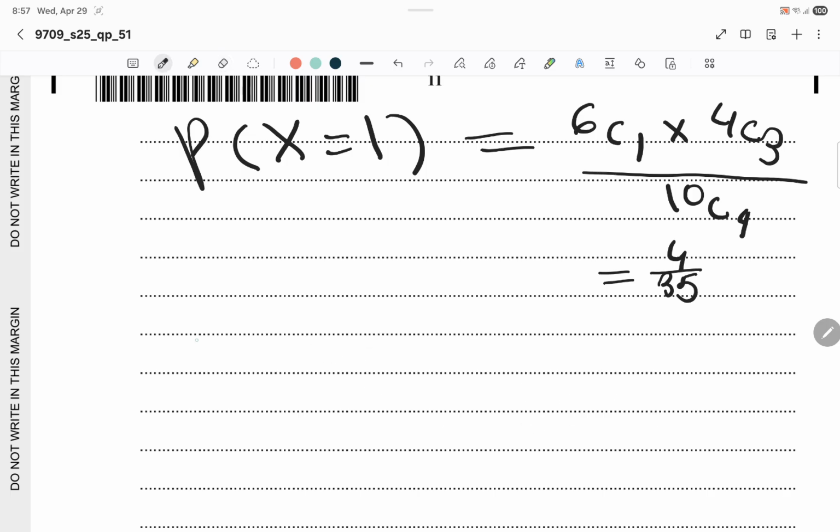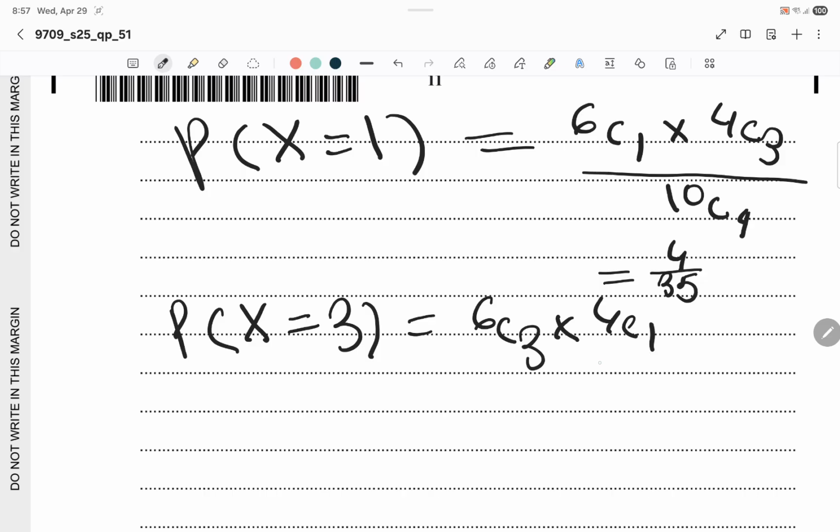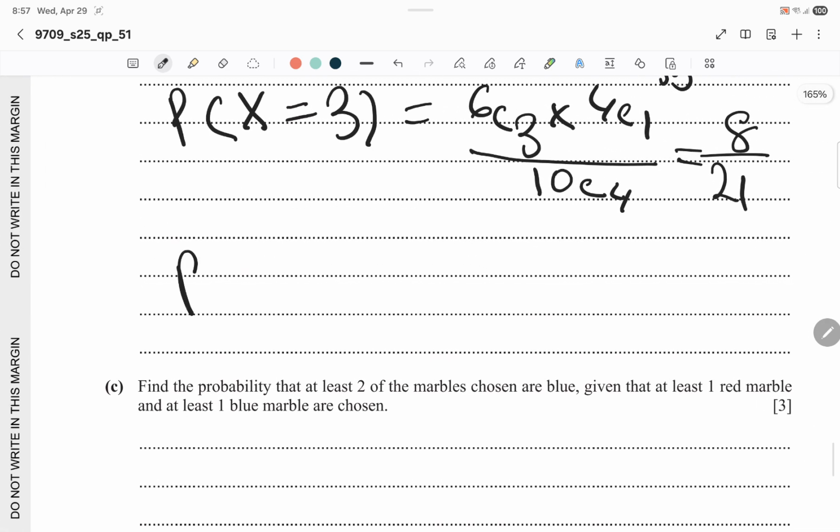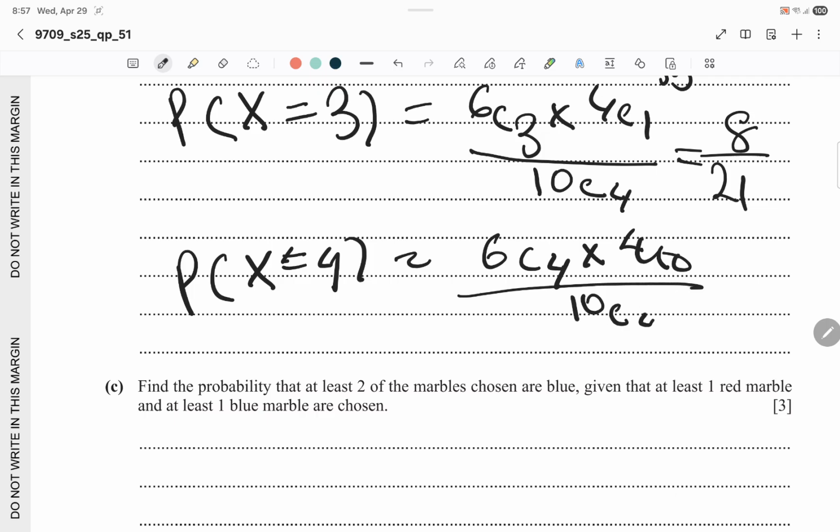This again. P(X = 3) equals 6C3 into 4C1 divided by 10C4, which we get as 8 by 21. And then for P(X = 4), it's just the same thing again: 6C4 into 4C0 divided by 10C4, which we get is 1 by 14.